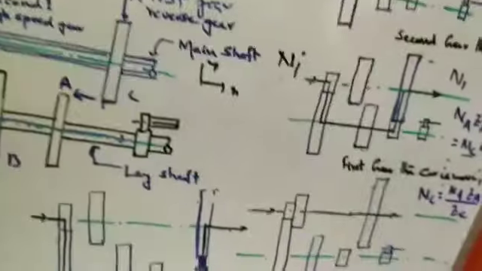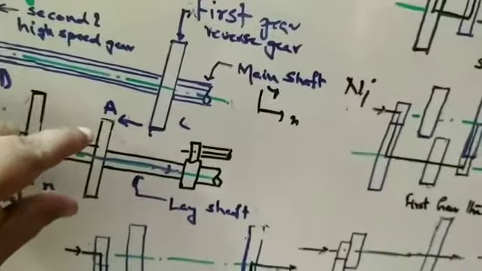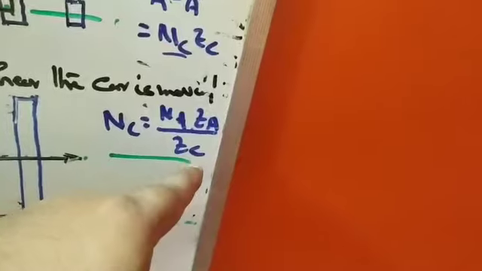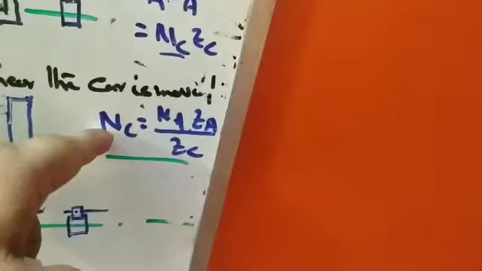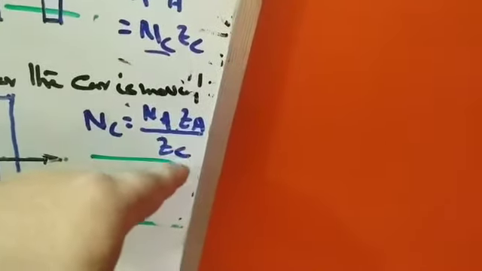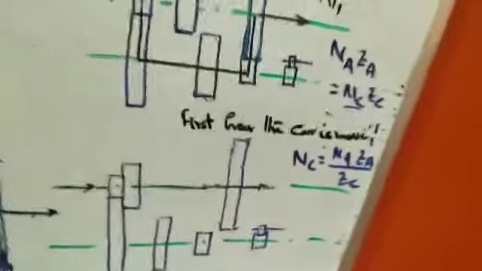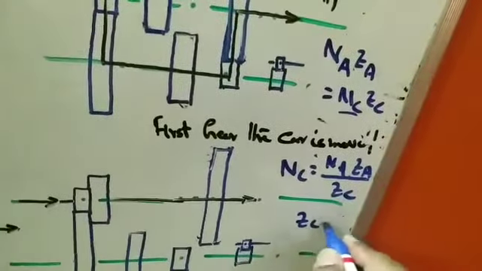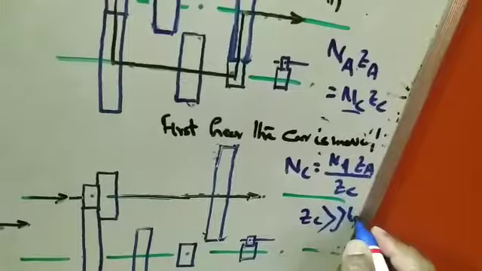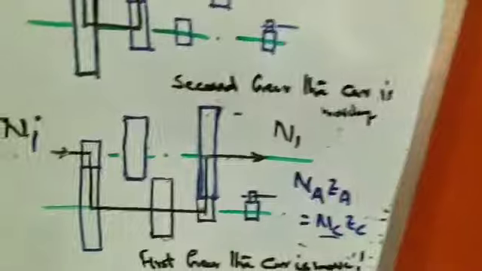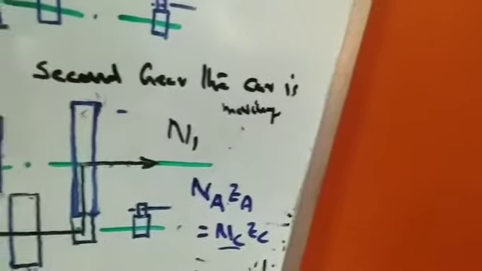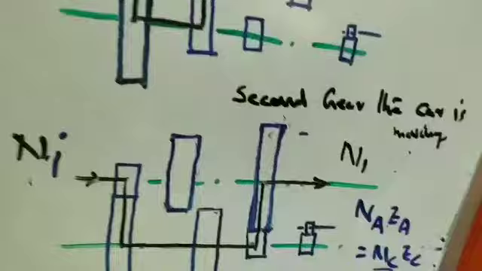Now we can see that in comparison to Za, Zc is much higher. The number of teeth also depends on the diameter of the gear. So Zc is much higher in comparison to Za, and Nc will be lower in comparison to Na, because this factor Zc is much greater. So the speed will be reduced. That is the main function of the first gear: to get a reduced speed, but a high tractive force.